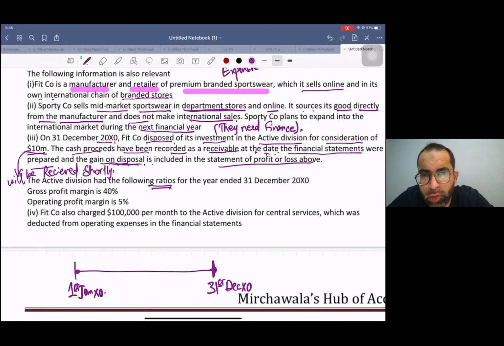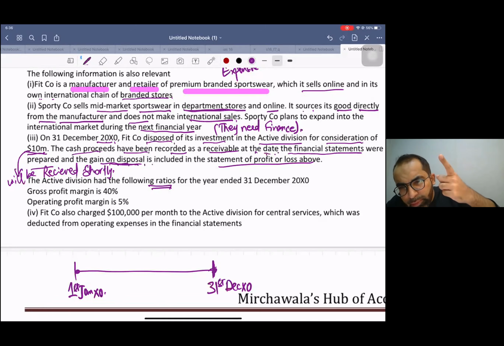Now, listen. What did this gain on disposal do? This gain on disposal ultimately increases your PBIT, your profit from operations. So when this gain on disposal increases your profit from operations, your operating margin will be higher. This year, Fit company's operating profit margin will be artificially higher. So we will say openly that this operating margin is unreal.